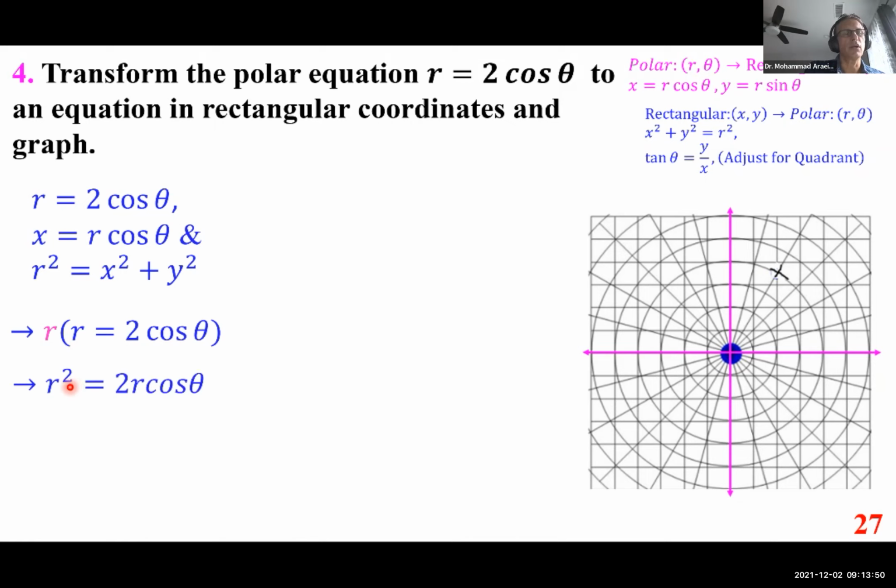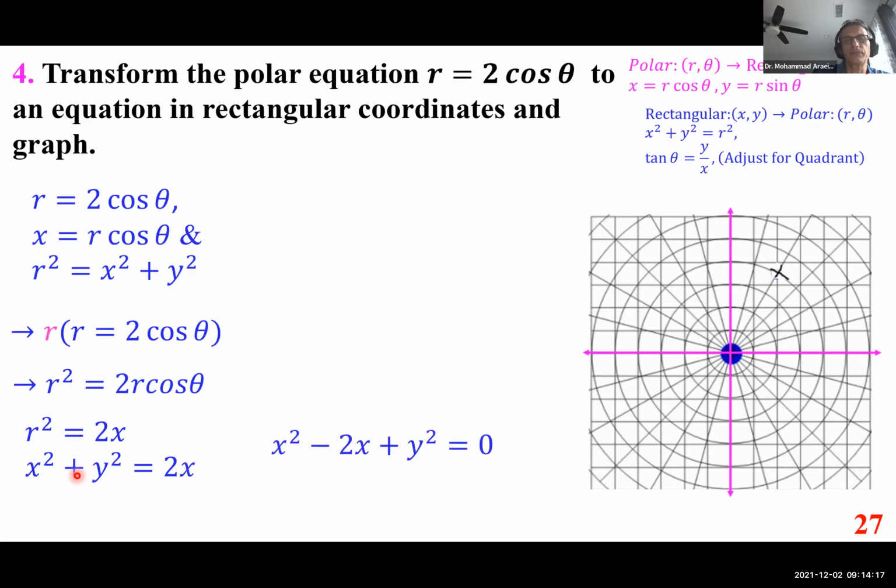And we replace the r squared with x squared plus y squared, and 2r cosine theta with 2x. So x squared plus y squared equals 2x. You may recognize this is the equation of a circle, but let's work it out to see how it works. We bring 2x to the left. And when we put these two together, I hope you realize this is requiring completing the square.